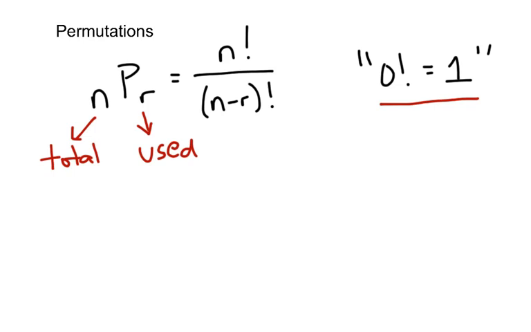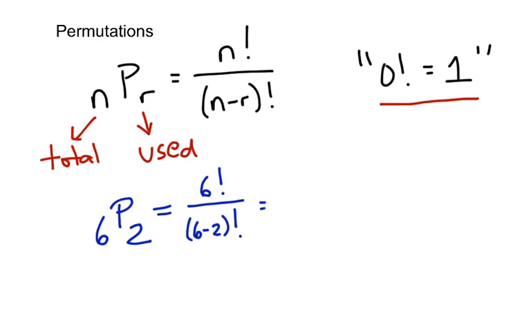Let's say that we want to find the permutation of 6 things taken 2 at a time. What that looks like is this: 6P2. That is a permutation of 6 things taken 2 at a time. We can see that 6 is where the n is and 2 is where the r is, so we're just going to plug those into the formula and have 6 factorial over (6 minus 2) factorial, or 6 factorial over 4 factorial.